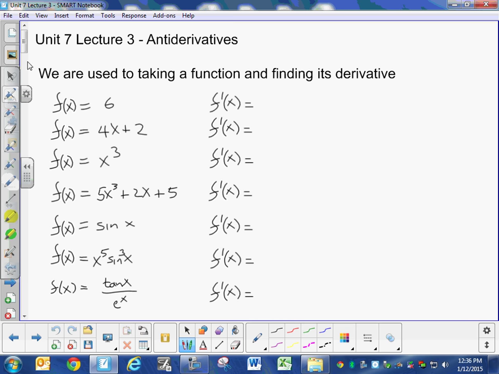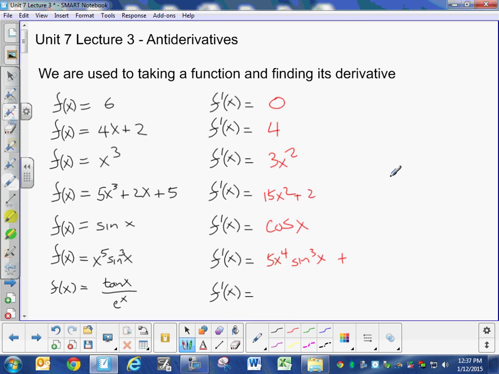We should know how to do all these. Derivative of 6 is what? Derivative of 4x plus 2. X cubed. What would be this one? Derivative of the sine. What rule? We have to use 2 rules for x to the 5th sine cubed x. Product and chain. So we get the derivative of the first times the second. What is the derivative of sine cubed of x? 3 sine squared x times cosine x.